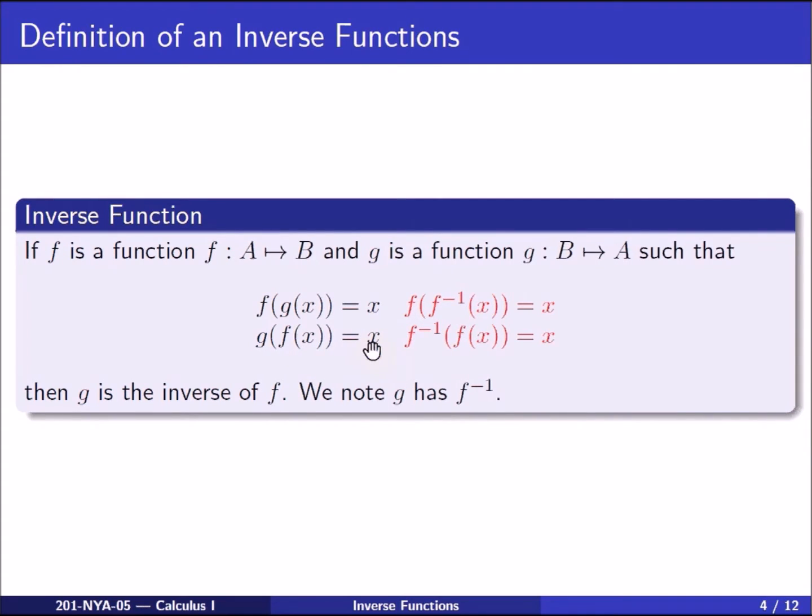Sometimes we'll write g as f minus 1, because if we do that, these two equations can be written as f of f minus 1 of x equals x, and f minus 1 of f of x equals x. And the notation is there to remind us that f and f minus 1 cancel out each other. So it is an analogy to the notation that we use for real numbers. So when we write a times a to the minus 1, well, that gives us back 1.